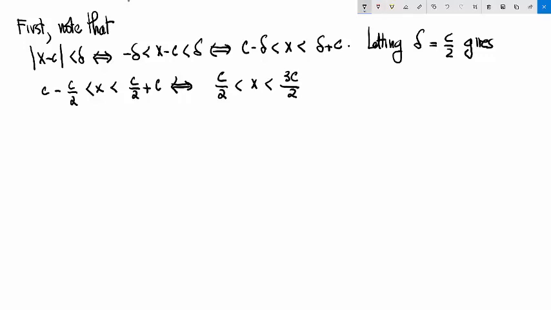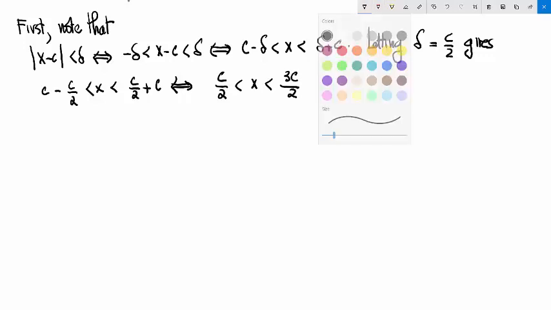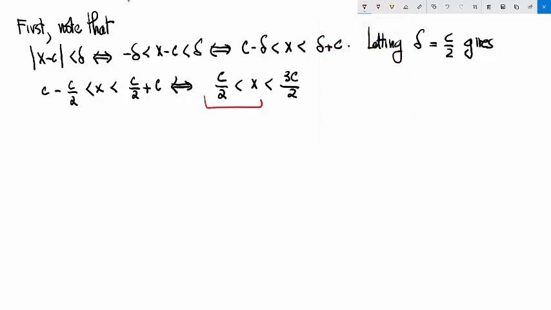And I want to stress here that this inequality here is important. Why? Because it's telling me that I can bound x from below by c over 2, which means that I can bound 1 over x from above by its reciprocal. And that's something that I really want, right? Because we wanted to control 1 over x times c.